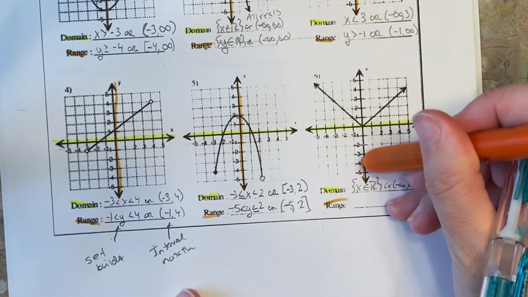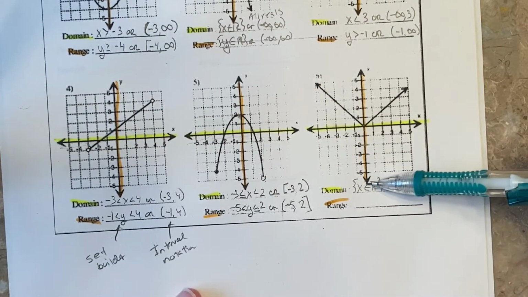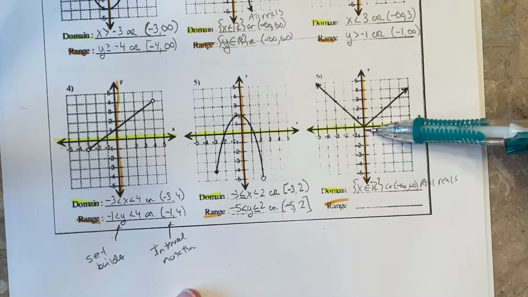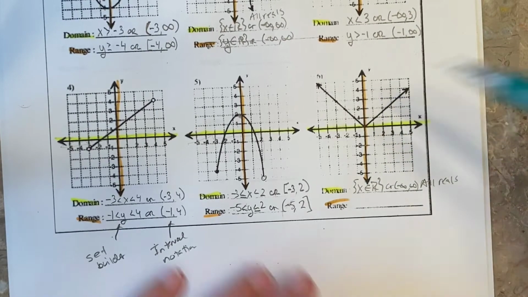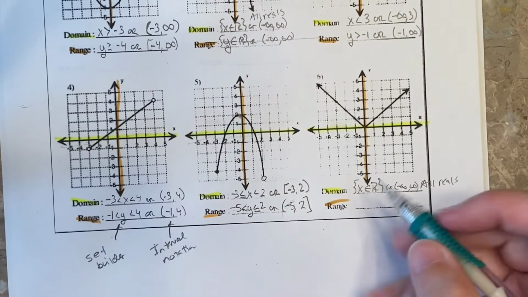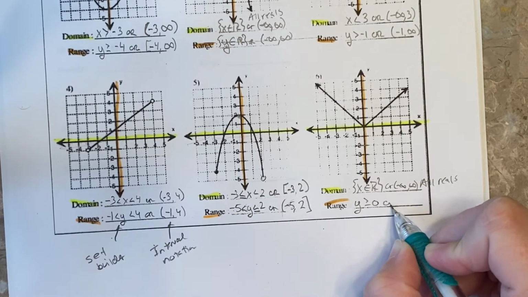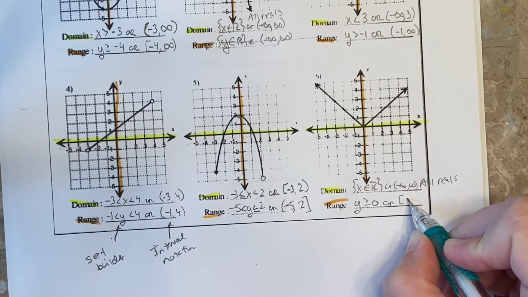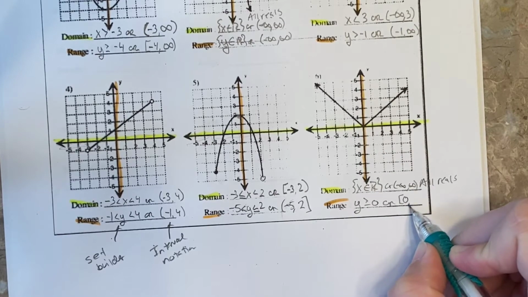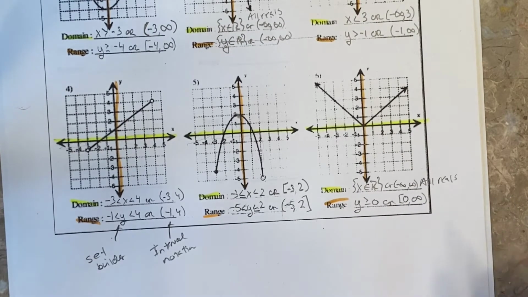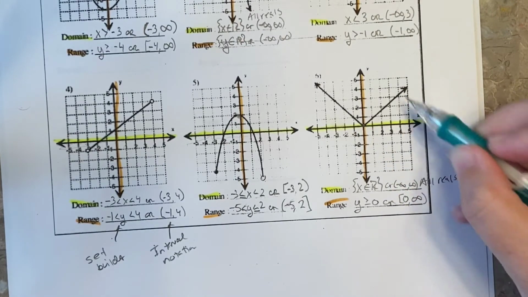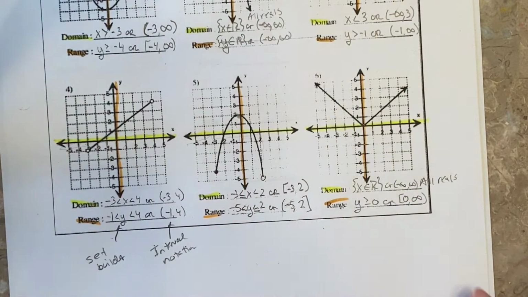Okay, range down to up. So as I'm going up, the first Y value I get to is 0, and then the arrow means it keeps going up and up and up. Okay, so we're going to have Y is greater than or equal to 0, or this is a filled in dot, and parentheses. There you go, because filled in dot, and then infinity is always parentheses.